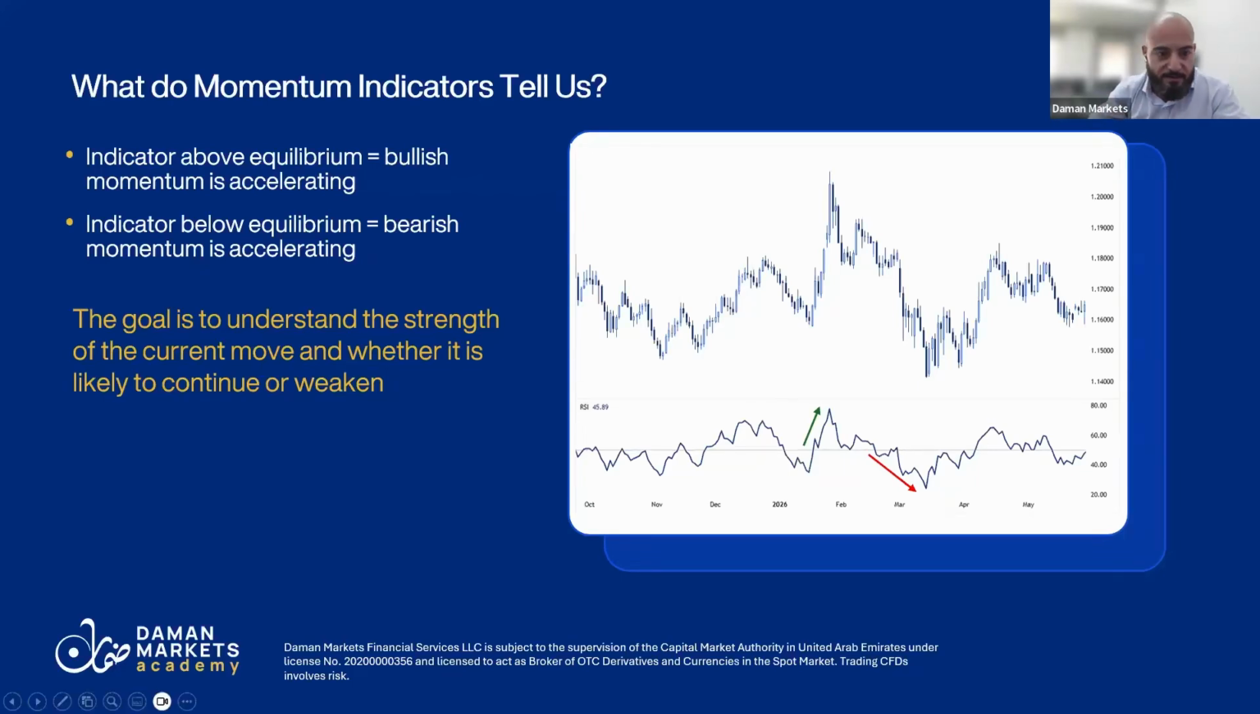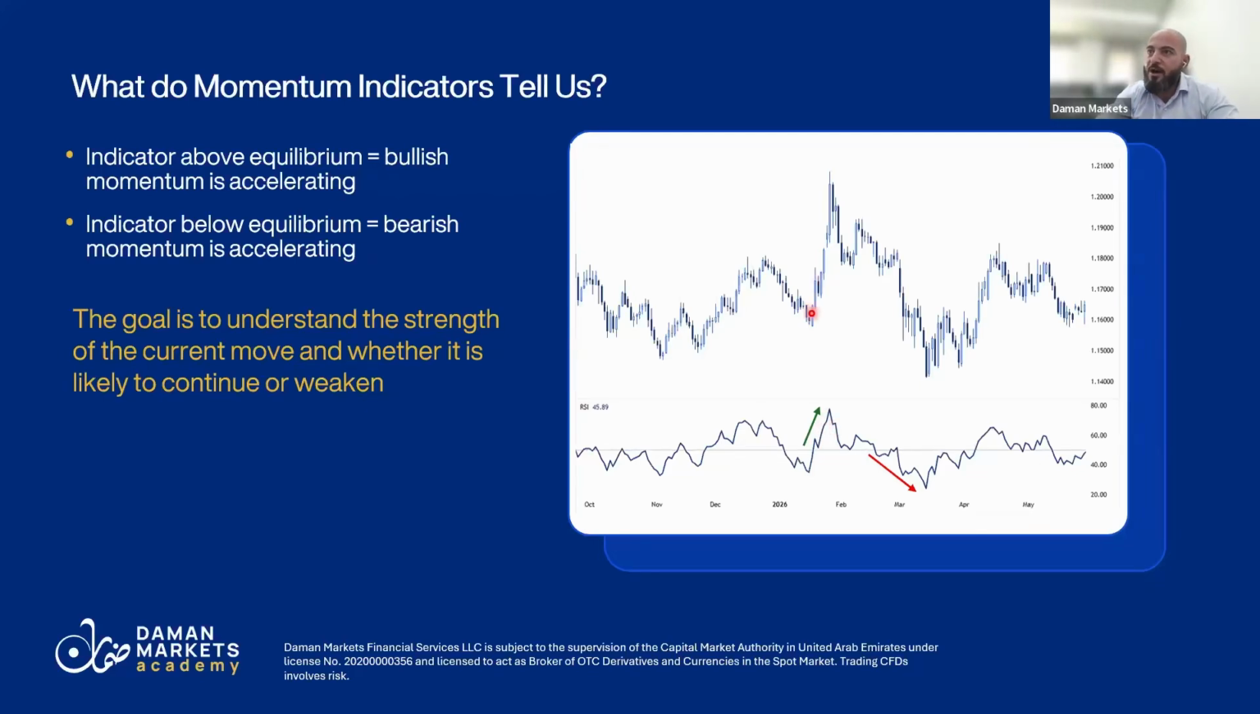So here, let me just activate the laser. Yes, perfect. Here, what do we have? Above 50, we have bullish momentum. Bullish momentum is increasing. Bullish momentum is accelerating. It peaks and starts to drop. What can we conclude? That the bullish momentum is decelerating, meaning prices are still rising, but at a slower pace.